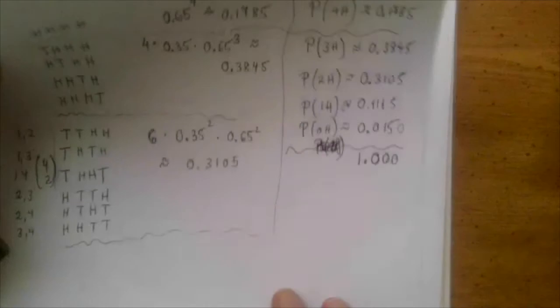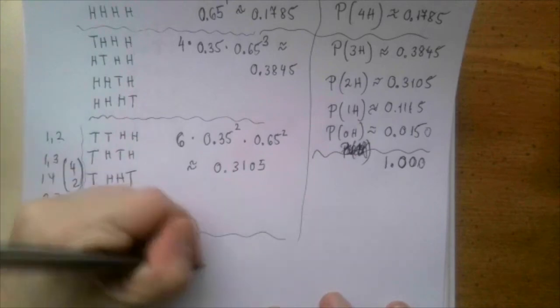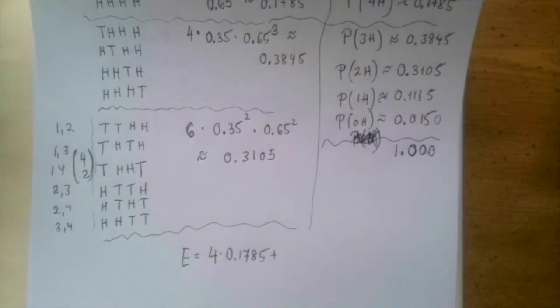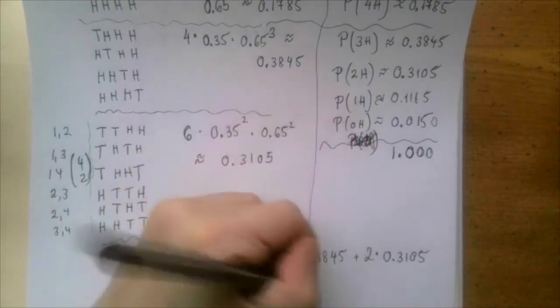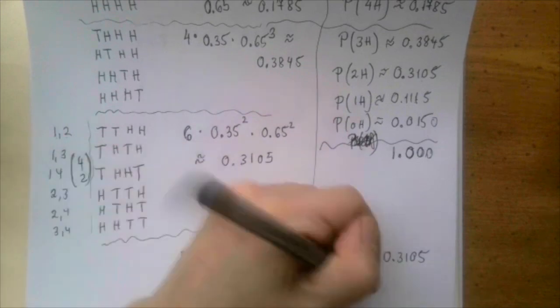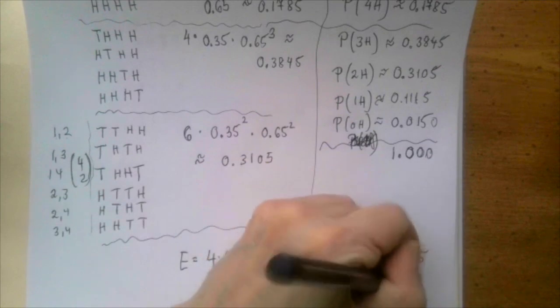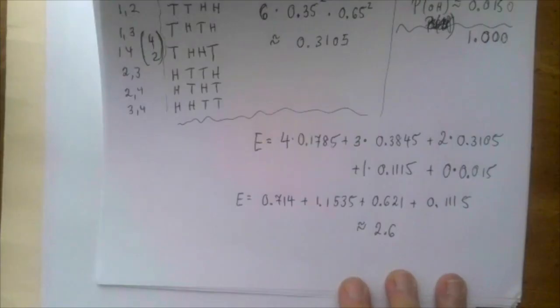So now for the expected value, we have all the probabilities, and the expected value is the sum where we multiply the event by the probability. To end up with 4 heads, the probability of that is 0.1785. To end up with 3 heads, the probability is 0.3845. To end up with 2 heads, the probability is 0.3105. To end up with 1 head, the probability is 0.1115. And actually, this probability is going to be multiplied by 0. So actually, we didn't really need to know that it's 0.015. All right. And that should be 2.6. So the expected value of the number of heads is 2.6.